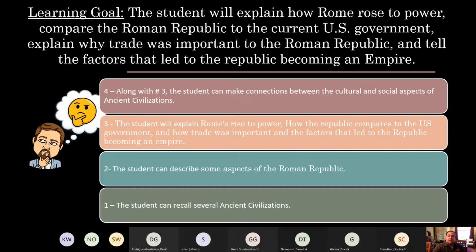Just take a look at our scale. We're looking at being able to explain how Rome rose to power, compare the Roman Republic to the current US government, explain why trade was important to the Roman Republic, and tell the factors that led to the Republic becoming an empire. Right now, a lot of you may be at a 1 or a 2. If you've done all the readings, maybe you're at a 3. But hopefully by the end of today's session, the 10 of you or so will be up to at least a 3.